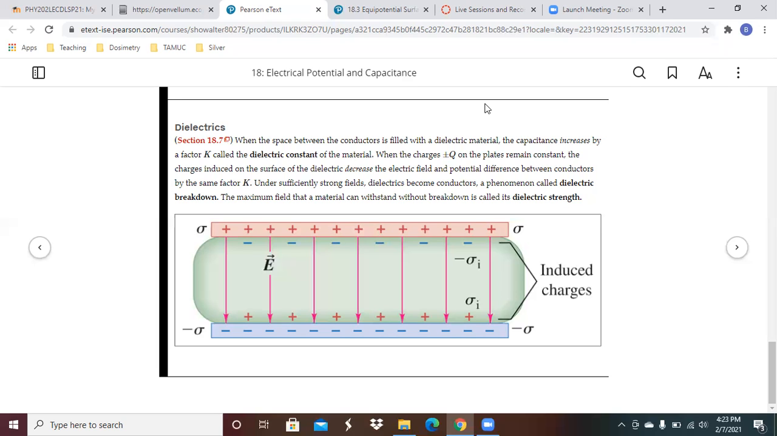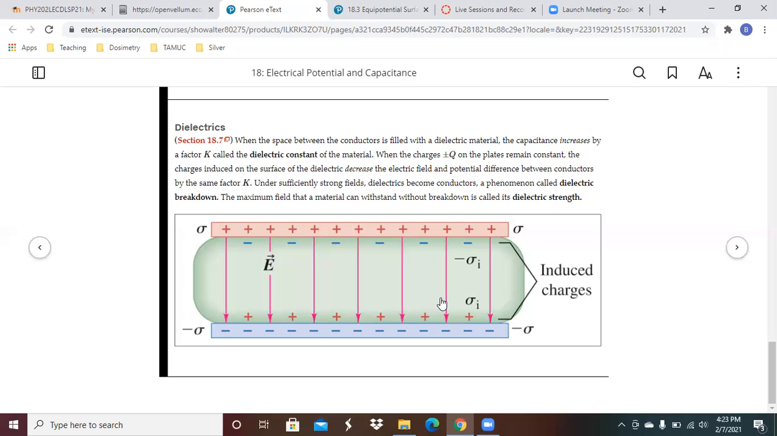And what we want to know is how does the configuration or the attributes of the capacitor change when we do that. So when that space between those conductors in the capacitor, the upper plate and the lower plate, is filled with this dielectric material, the capacitance is going to increase by a factor of K, and that's going to be called the dielectric constant of the material. We'll go through that here in just a little bit.